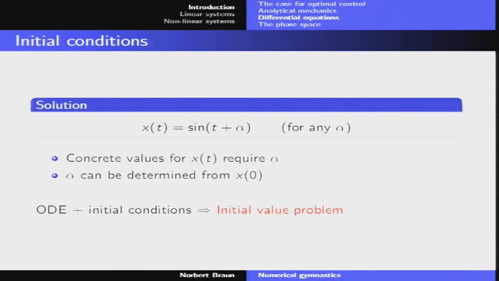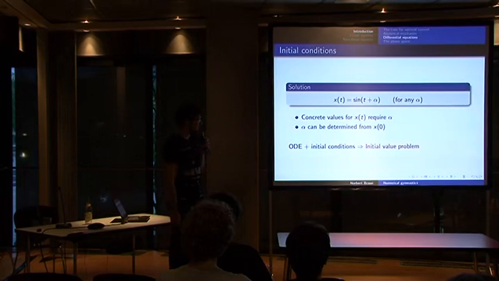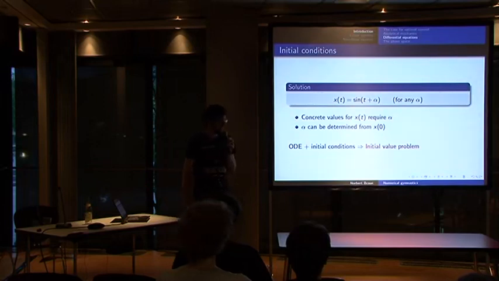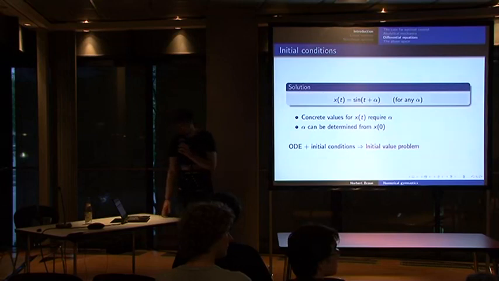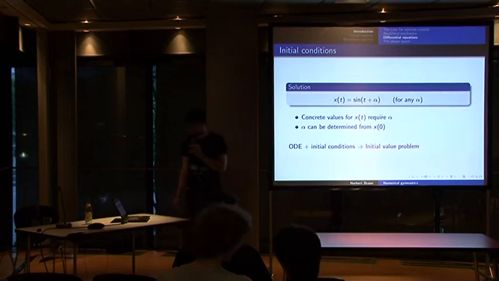And to determine a concrete value for x of t at a given time t, we need this alpha, and we usually determine it by what's called initial conditions. So if we know x at time 0, we can determine alpha, and we can get a number for any x of t. And the combination of an ordinary differential equation and initial conditions is called an initial value problem.